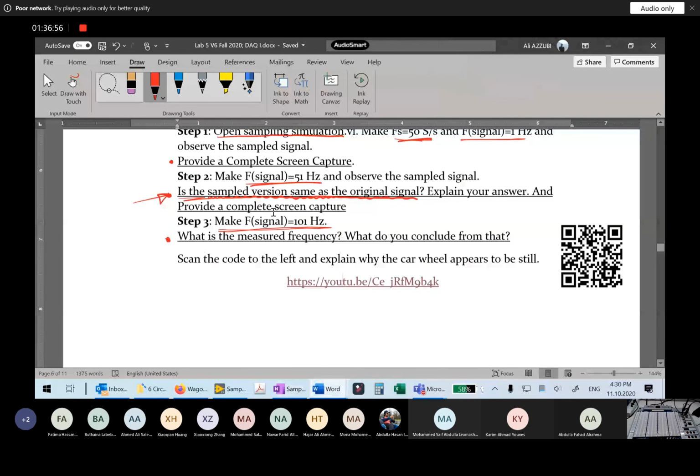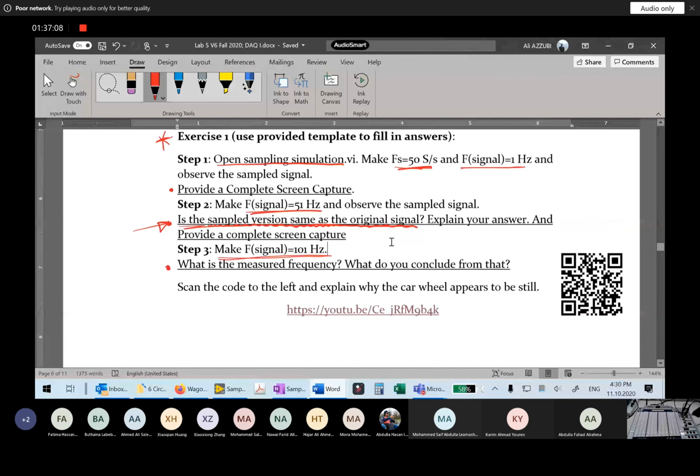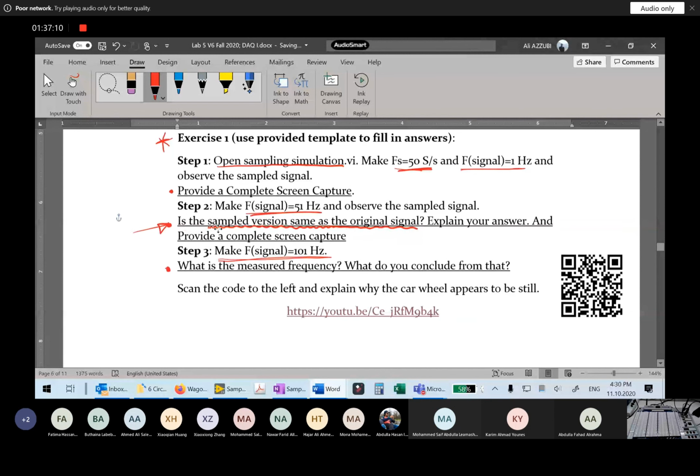Now, Shabab, anything about these questions? Do you understand, or do you know how to answer them? All of these underlined questions, you have to provide answers in the template.